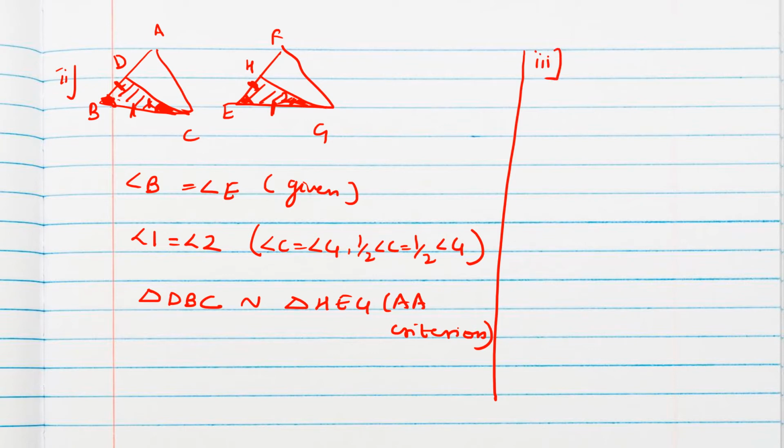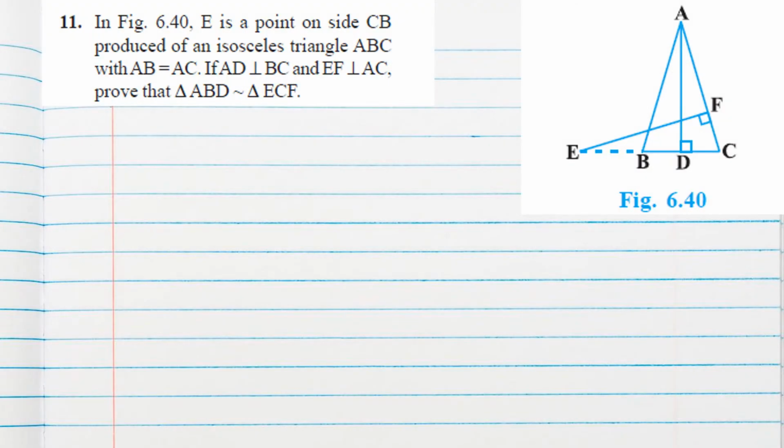For the third part, we have to show DCA and HGF. This I already proved in the first part. So by using the same criteria, SAS or AA criteria, you can prove this also. Next question, question number 11, is in the figure.